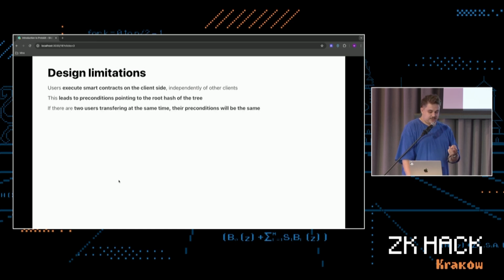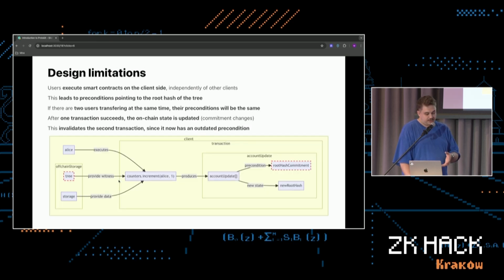If we have 2 users transferring at the same time, the root hashes they have used to calculate the increment proof would be the same. And once one increment transaction goes through, it will change the root hash that's stored on chain, which will invalidate the second transaction.